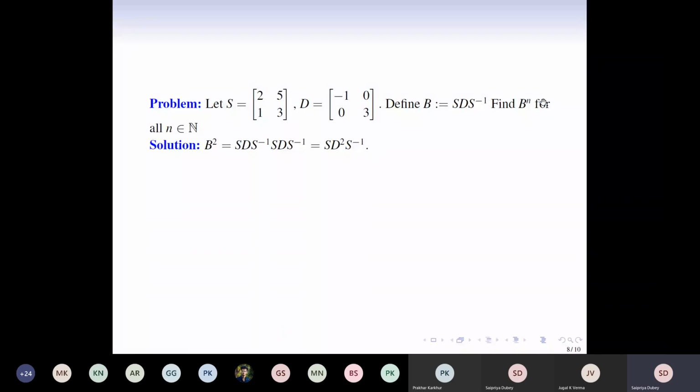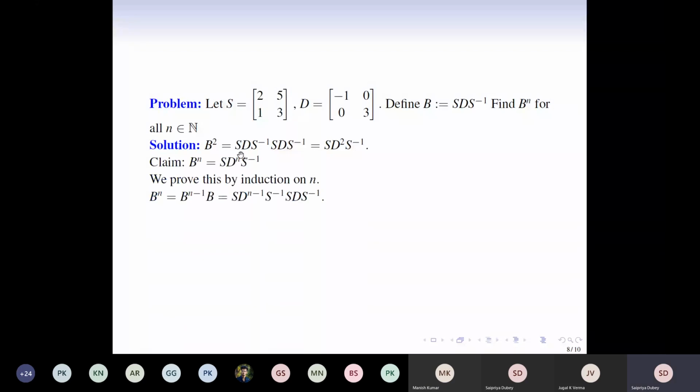Okay, we have to compute B to the n, so we have to start somewhere. For n equal to 1, we already know it is exactly this. For n equal to 2, we have seen that it is this. So for B cube, what will be the guess? S D cube S inverse. Exactly, this is the natural thing to think. So B cube will be S D cube S inverse.